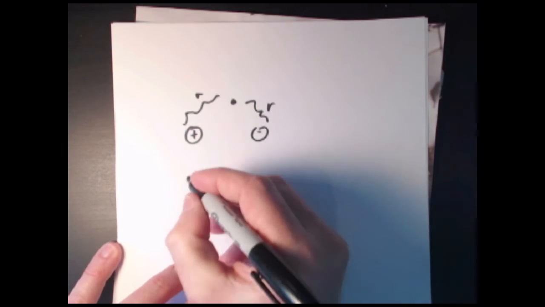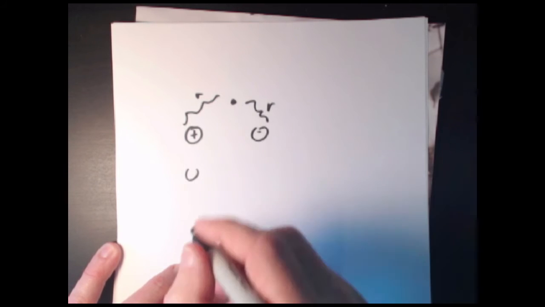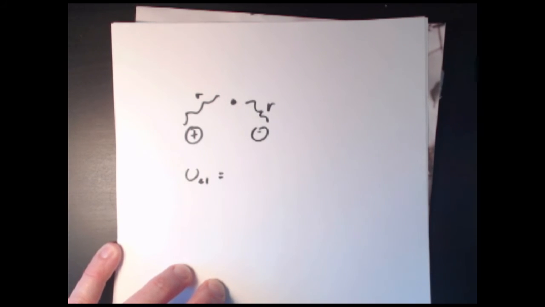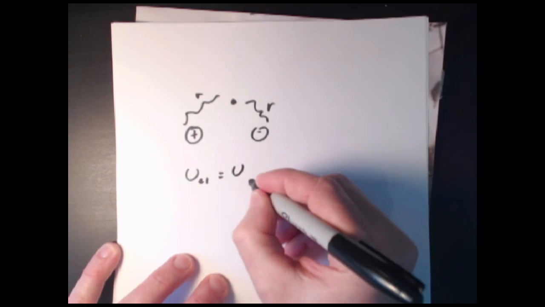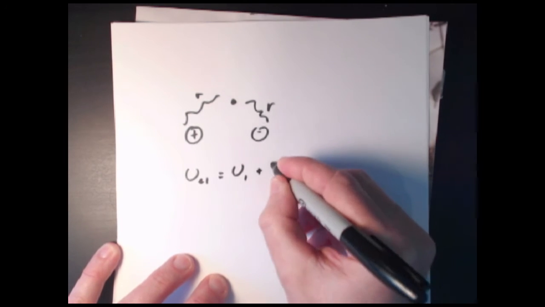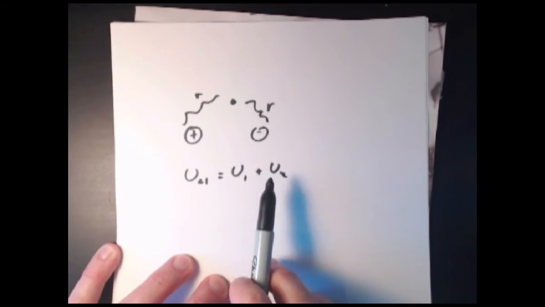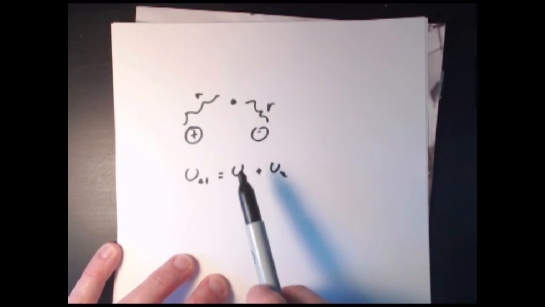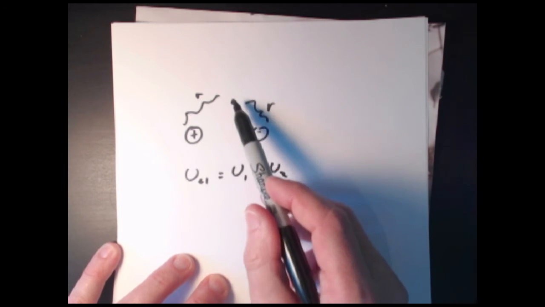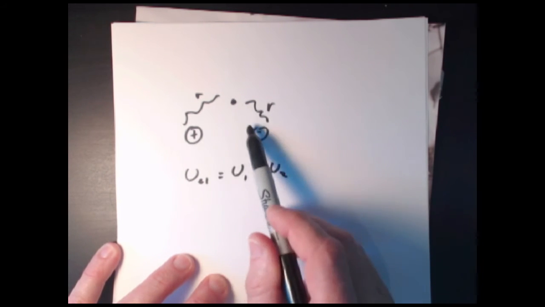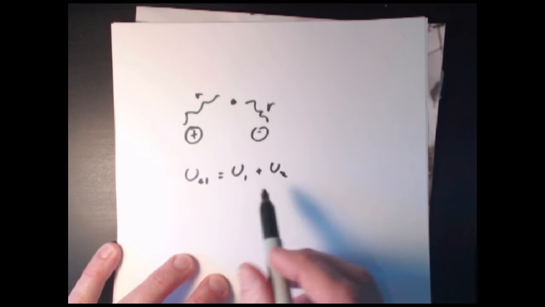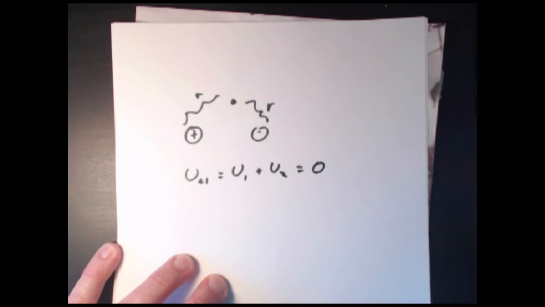Notice what happens, right? My electrical potential energy is going to be purely additive. So I'm going to have the potential energy from the 1 plus the potential energy from the 2. But notice that my charges are different here. These will be opposite signs, and if the magnitudes are the same, it'll add up to 0.